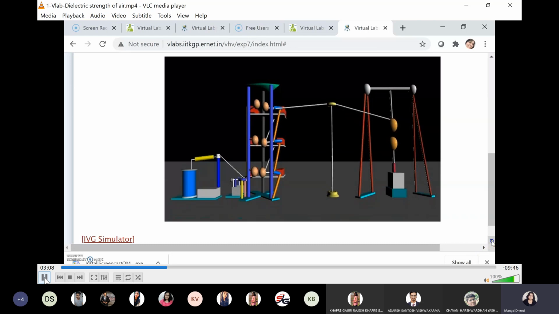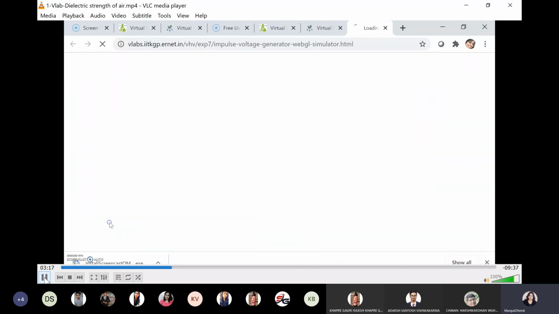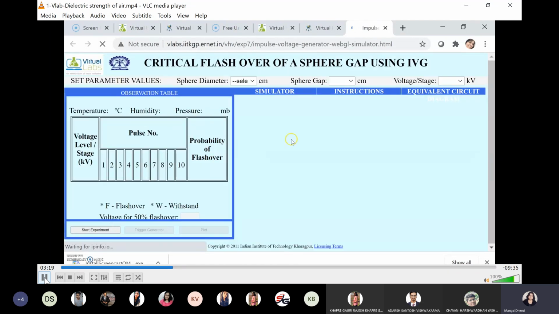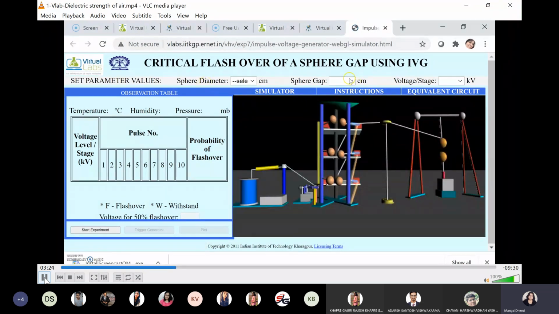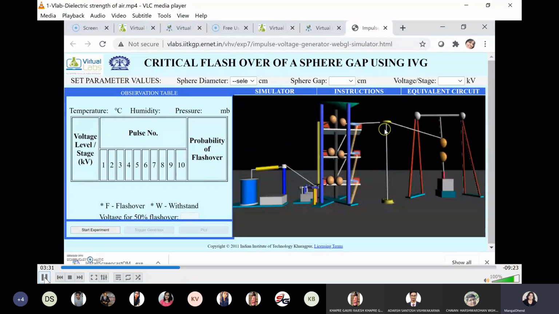So how you will perform, I will tell you, and then you can find your own observations. You do calculations and tell me the conclusion. I will give you some time. So just click on the simulator of the impulse voltage generator. Now here you can select sphere diameter and gap distance, and this voltage. Now what is this voltage? So here, in the procedure, we will not go on increasing voltage like with an auto transformer, but you will select the voltage first. What voltage will be applied across these two spheres?